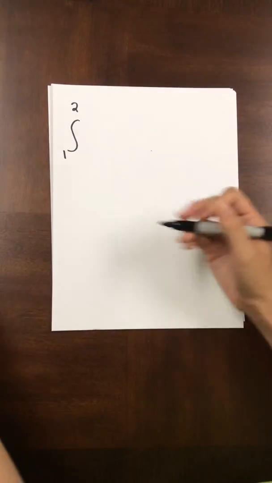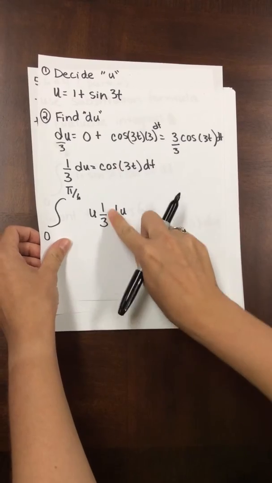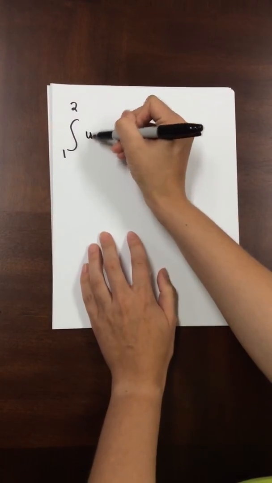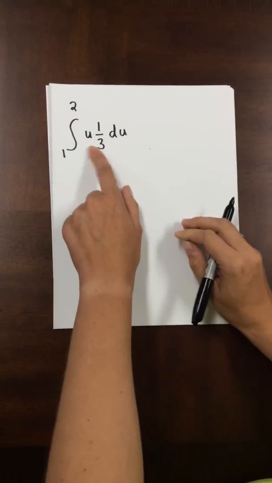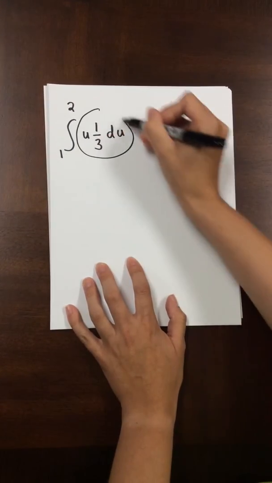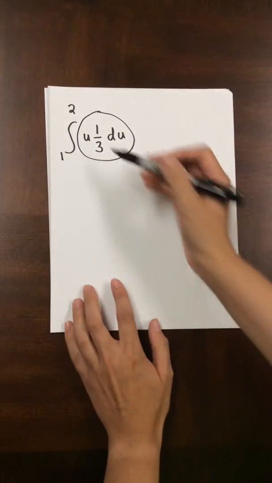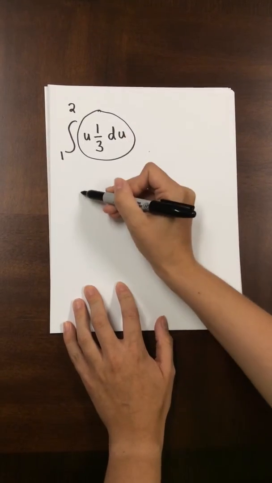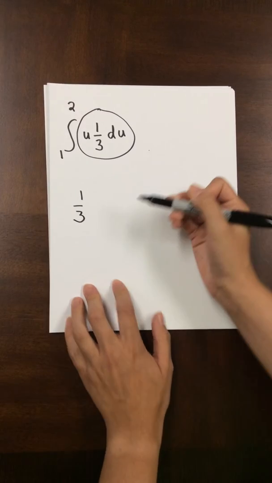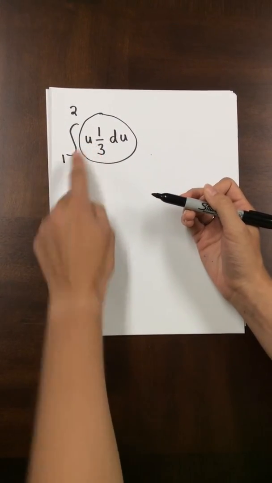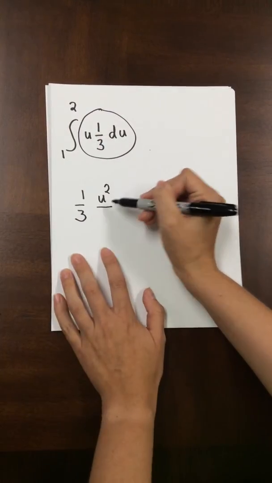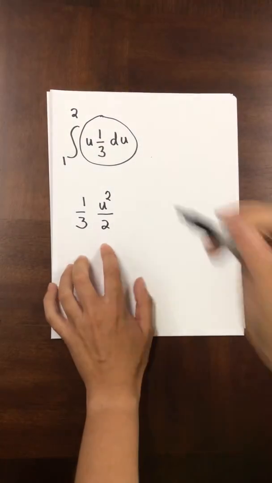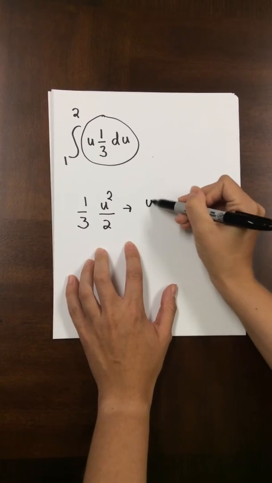And then, looking back at the previous page, we have u times 1/3 du. Now our next job is to integrate this. I like to pull the constant out in front, so I write 1/3, and then we add a power to the u, so it becomes u squared, since there's an imaginary 1 up there, all over that power, 2.